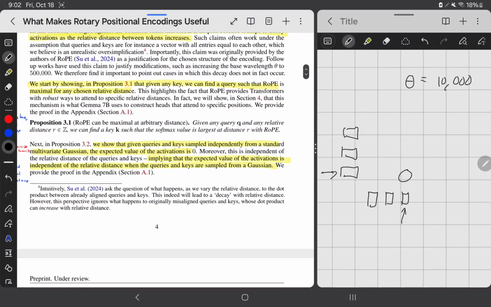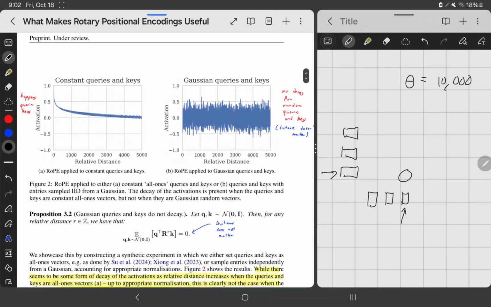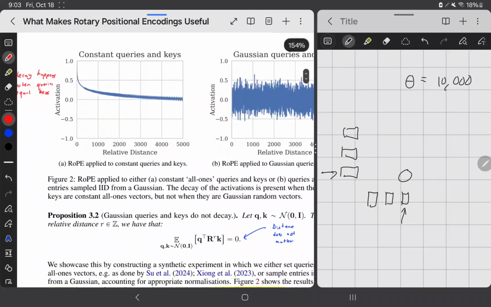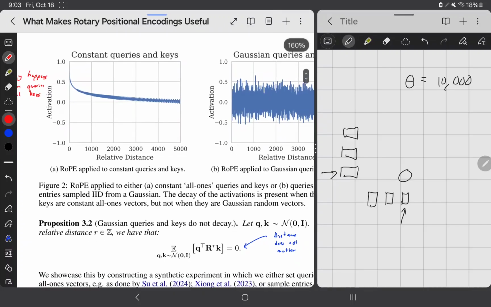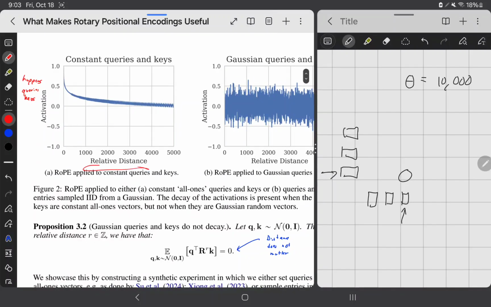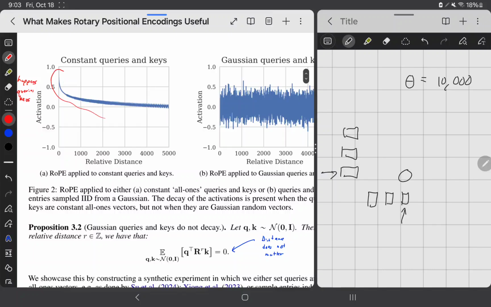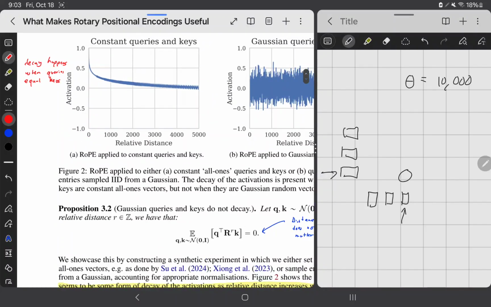The way they do that is they say, all right, let's look at these queries and keys. And typically, I think, they assume that the queries and the keys are equal. If you do that, they say all ones for the queries and the keys, and you look at the relative distances, you get this decay here. So relative distance, this would be the same token. This would be a token really far away from a token. And you see that the activation does indeed decay. This is the logit before softmax.